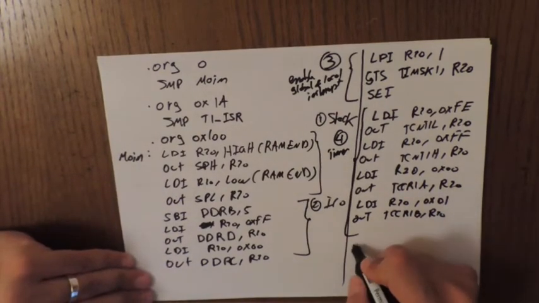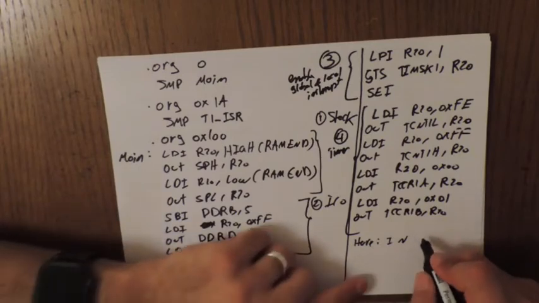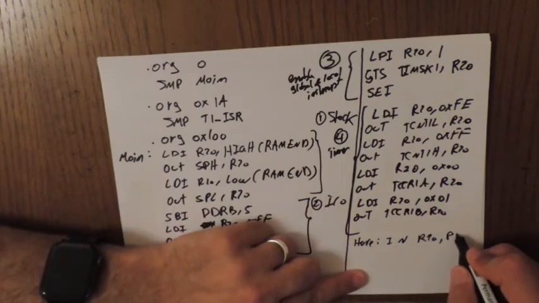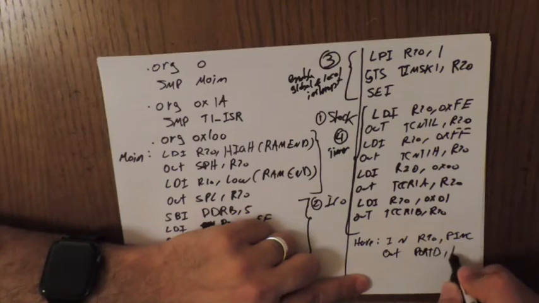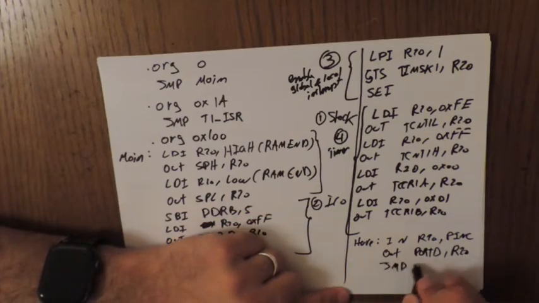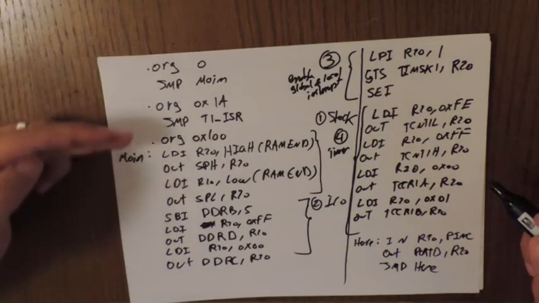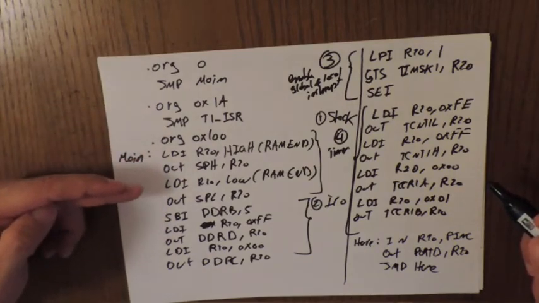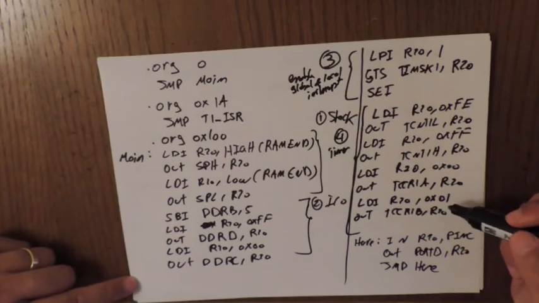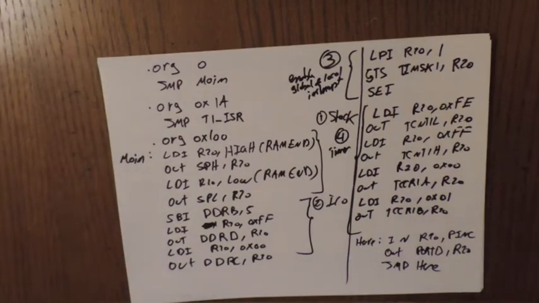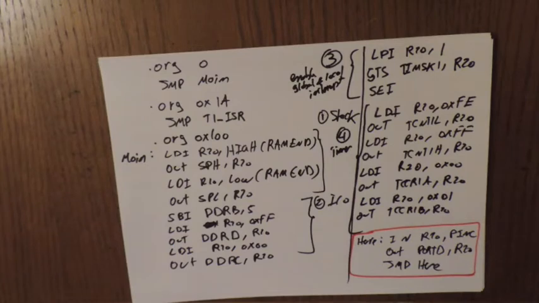So now what I want to do is, this is the main program. So I say here in R20, pin C, and out port D, R20, and jump here. So after I start with origin 0, I go to main, I continue, I set up the stack, I set up the ports, the IO, set up the interrupt, and then the timer. And this is my main program where I want port C to be on port D.